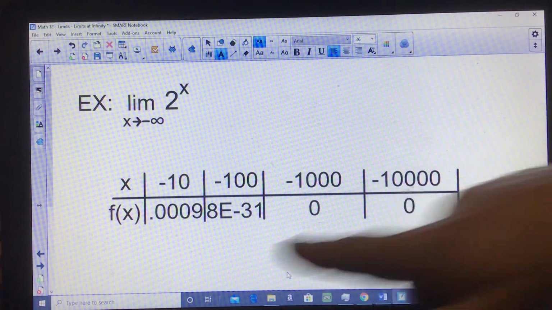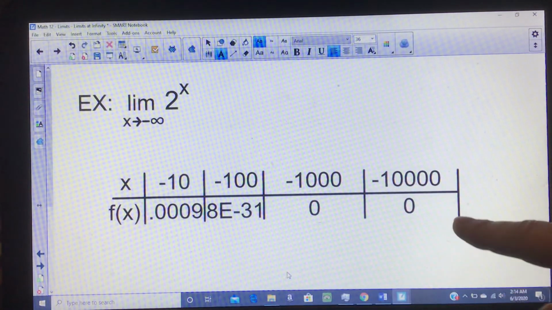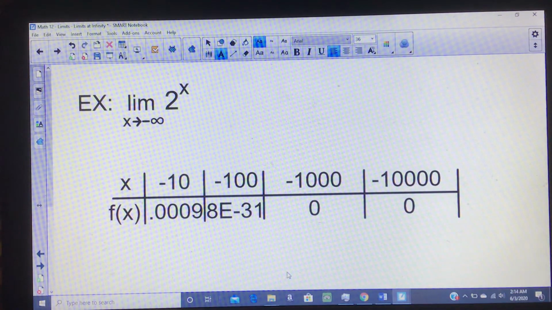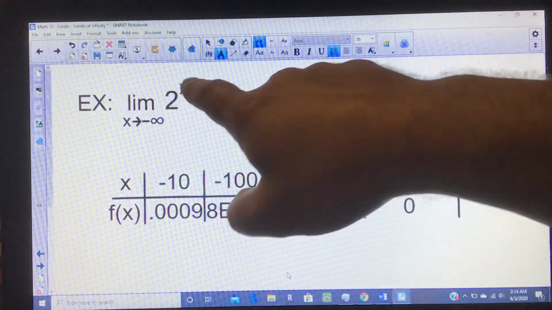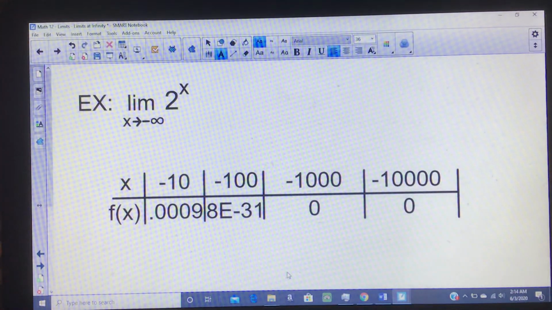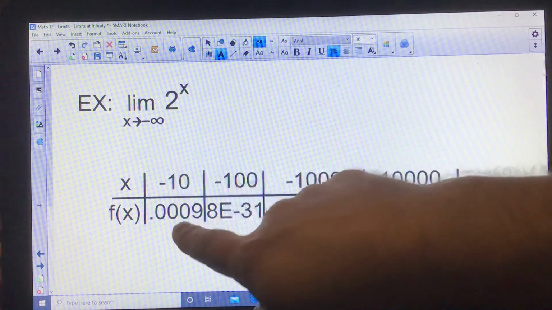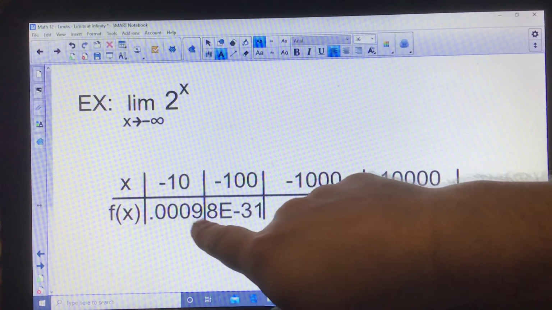So this is what I got in the calculator. And I want to talk about these values because technically the calculator's only as good as its programming. The calculator's technically wrong, but it gives me the answer still. So where is it wrong? Well, when I plugged in negative 10 into this, so 2 to the negative 10 is going to give a tiny number, 0.0009.